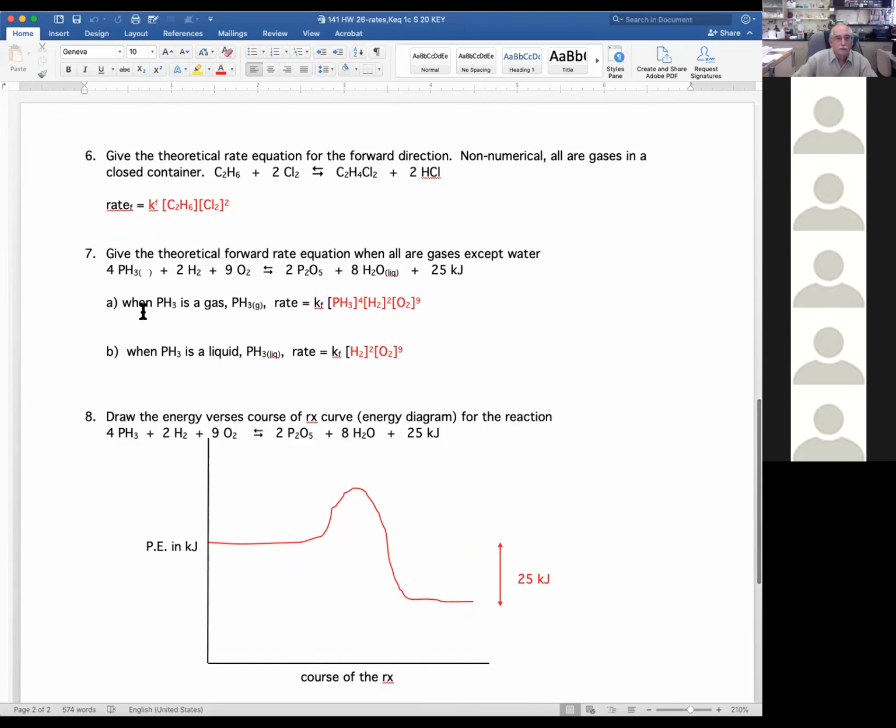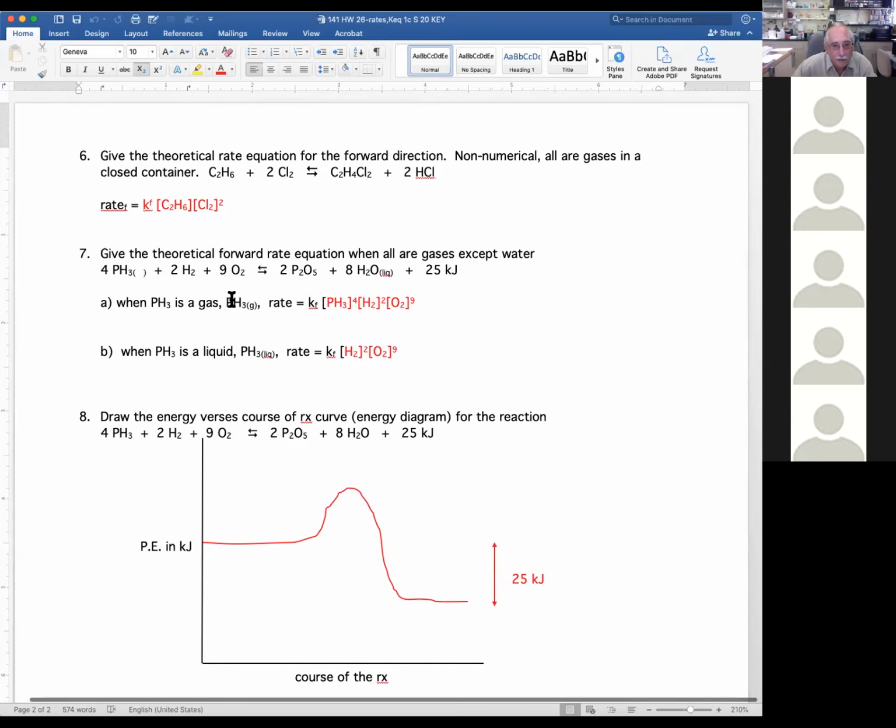And then here, what's happening here? Something didn't show up. Oh, I see, because one's a gas and one's a liquid. Okay. So if this is a gas and everything else is a gas except for water, the rate in the forward direction will be equal to some rate constant, that concentration raised to the fourth power, that concentration raised to the second power, that concentration raised to the ninth power.